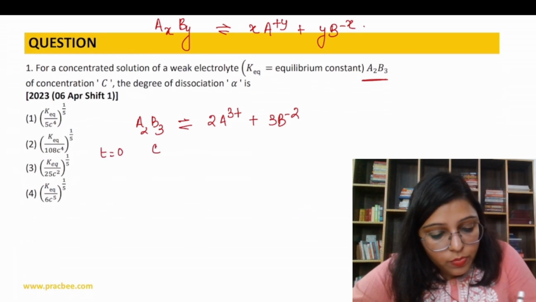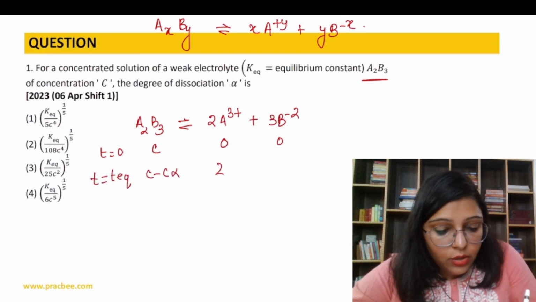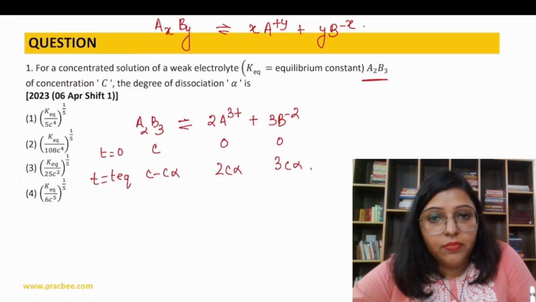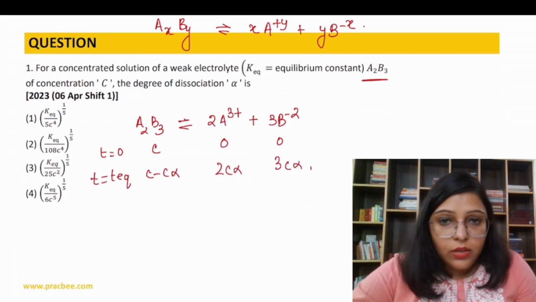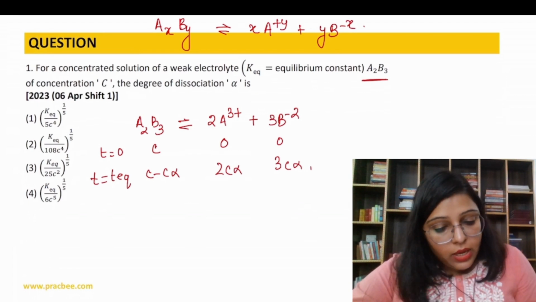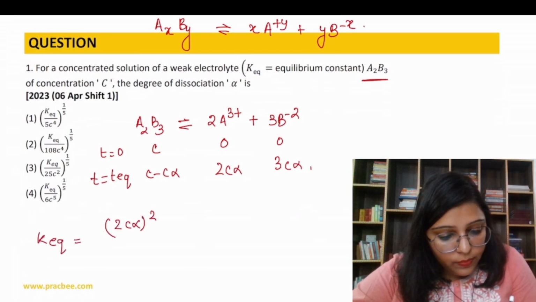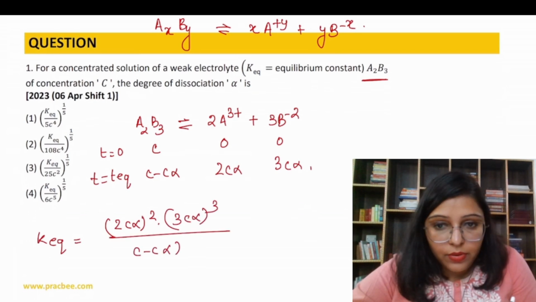So at T equal to 0, we have C, 0, 0, and at T equal to T, equilibrium, C minus C alpha. Here we write 2C alpha, and here we write 3C alpha, right? Okay, now we have to find out K equilibrium. So how to write K equilibrium? (2C alpha) square (3C alpha) cube upon C minus C alpha.